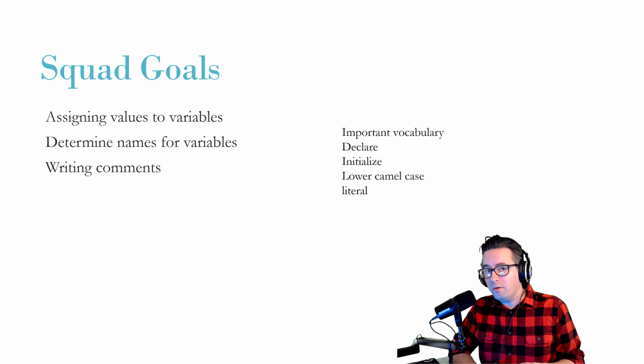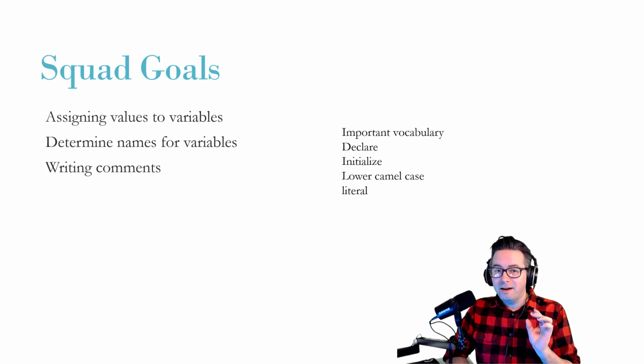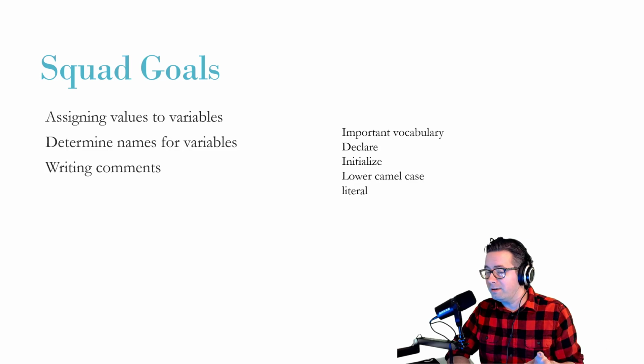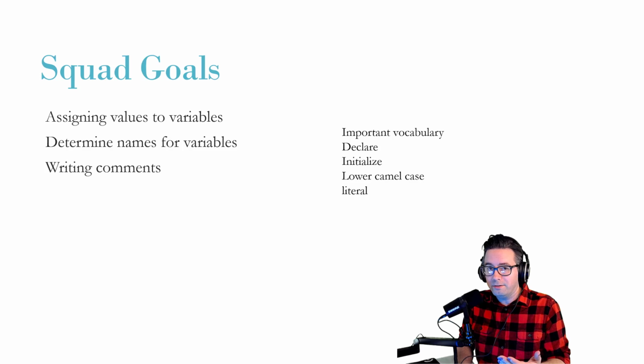We've made our first program and we've kind of introduced some data types. But today we're going to start really getting into what data types are. Our goals for today are assigning values to variables, determining names for variables, and writing comments. Some important vocabulary is declare, initialize, lower camel case, and literal. I'll be using all of those in the lecture today, so make sure you pay attention to the context they're used in so that you can understand it later.